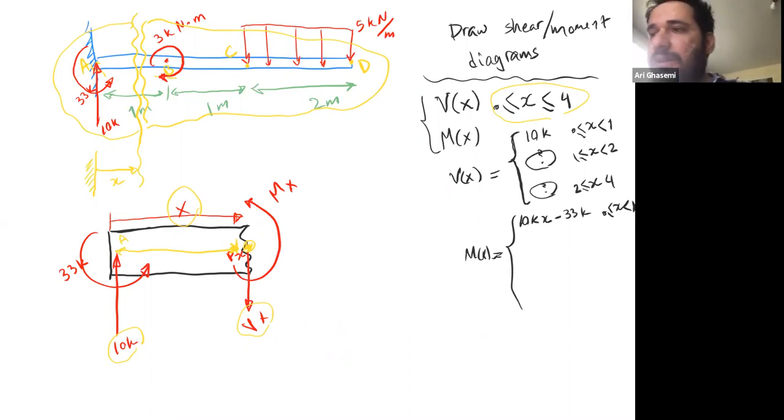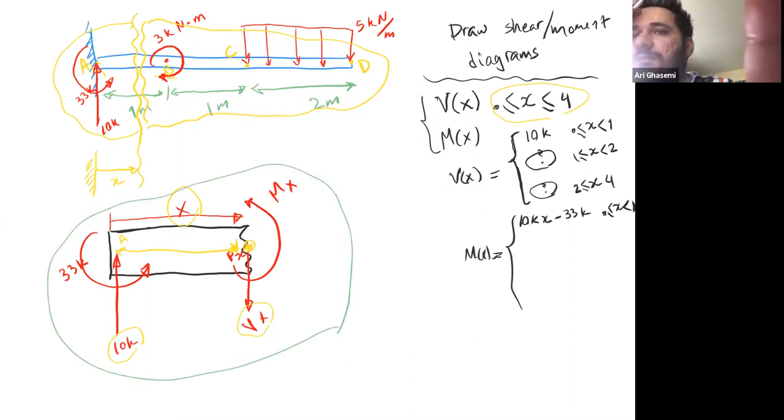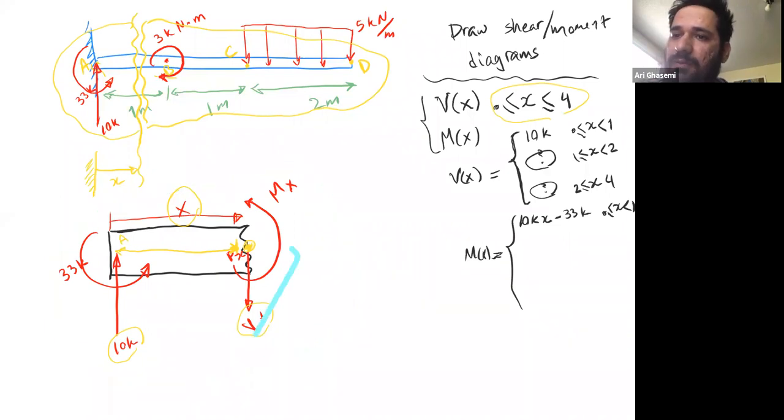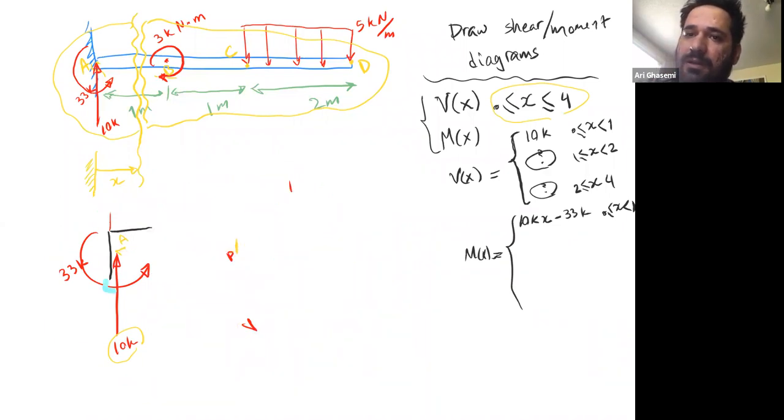So the next one, you know that this section that I did right here, let me circle around it, works for any X between 0 and 1. But if I want to go further than B, then I have to start over again, right? So let's do that. Now I section it between B and C. If I do that, then you get this system. You start over, make a new FBD.